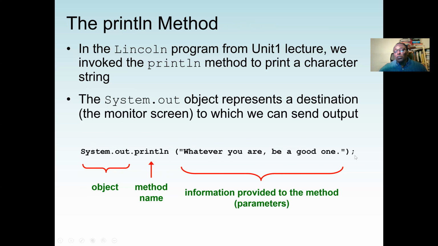We know Java statements always end with a semicolon. So the statement here ends with a semicolon. And we have the object, the method name println, System.out.println. And the argument, whatever is a string, is in double quotes. So whatever is here will be printed out.